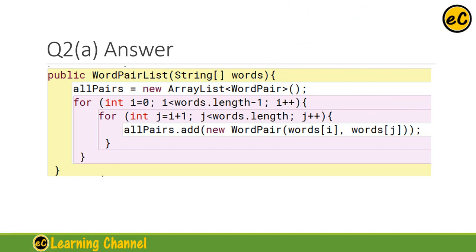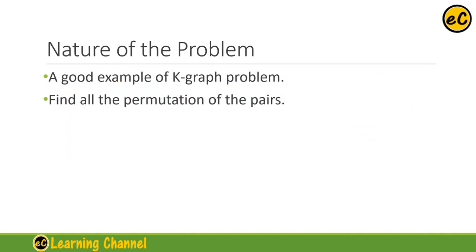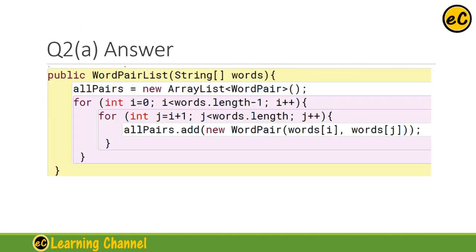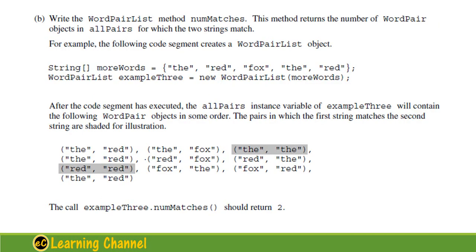And then by that 2D traversal, each time if there is some mutual relationship, you will add that pair into your word pair list, all pairs. So that will complete a K-graph, and those K-graph is recorded in your all pair array list.